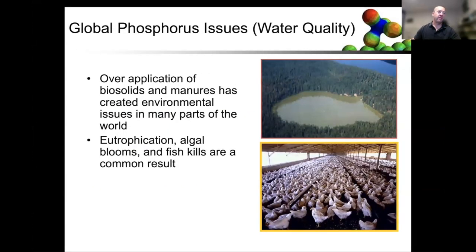The flip side of phosphorus is that it's not only a nutrient that is required for life, it also is an environmental contaminant in many surface waters of the world. Over-application of biosolids and manures and fertilizers into agricultural fields, where you exceed the capacity of the plants to take them up and of the soils to hold that phosphorus, ends up producing environmental problems in many parts of the world. And that can include eutrophication, algal blooms, fish kills, and even groundwater issues in some places where phosphorus has not been managed properly.